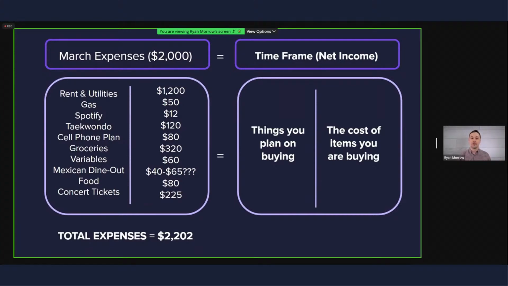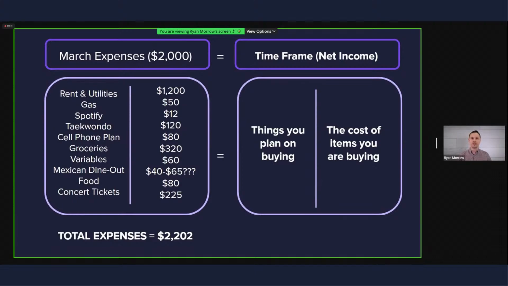The variable category is a great thing to have. So use this for things that you often pay for, so it's consistent, but they may present different values each time, or different prices each time. So presents, parking fees, tickets, happy hours, these are all going to be considered variable expenses. And that's it. So you made a budget for a month here.